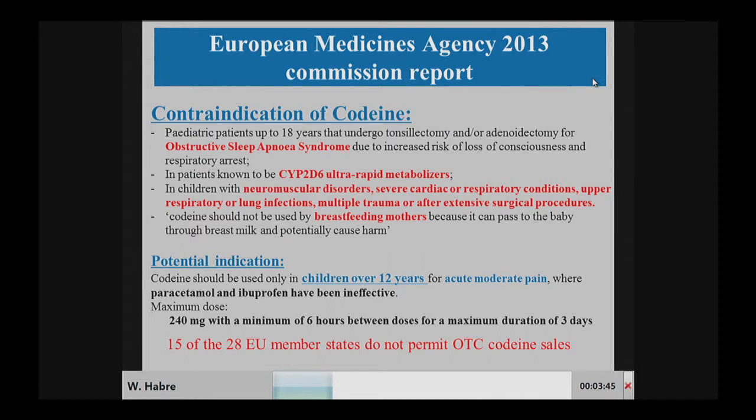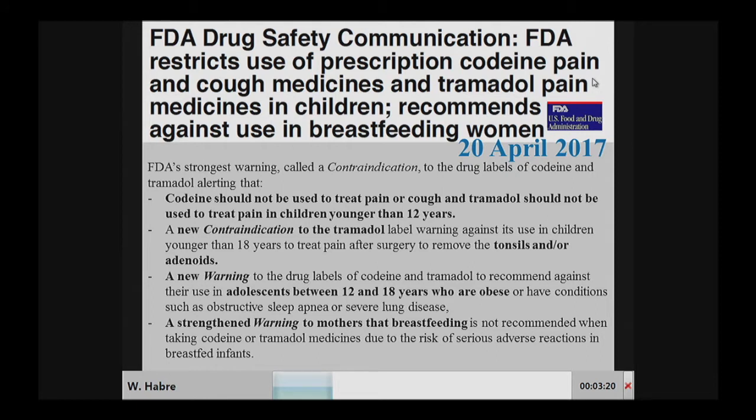What you need to know is that in 2013, the European Medicines Agency contraindicated codeine in all children with obstructive sleep apnea, in ultra-rapid metabolizers, and in children with neuromuscular disorders. They put only a potential indication in children over 12 years if ibuprofen is ineffective. 15 of the 28 European countries have banned codeine sales.